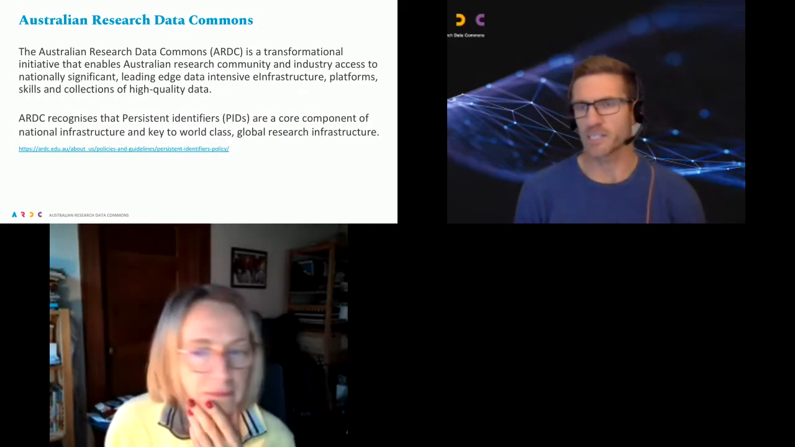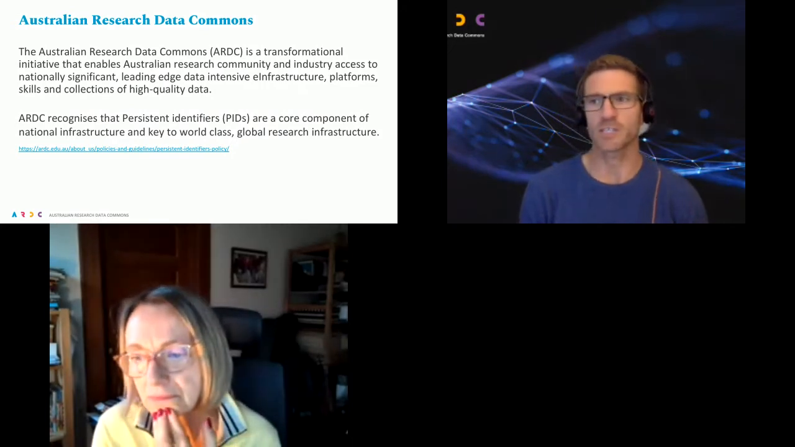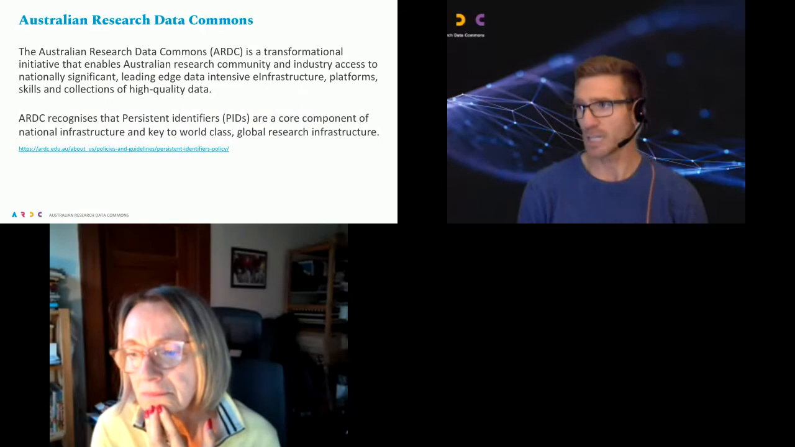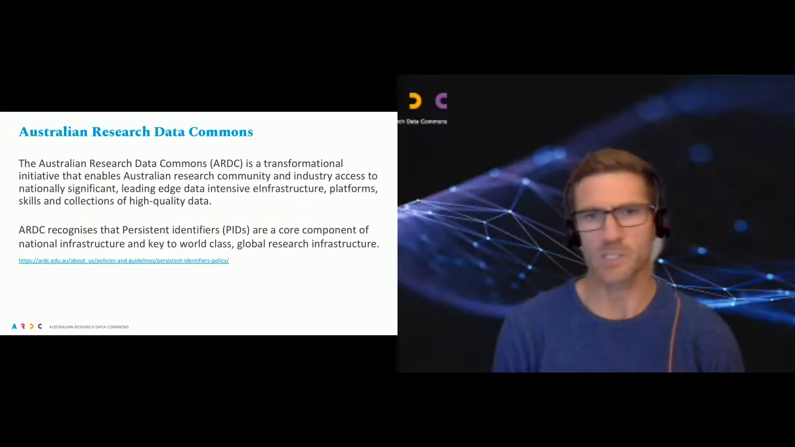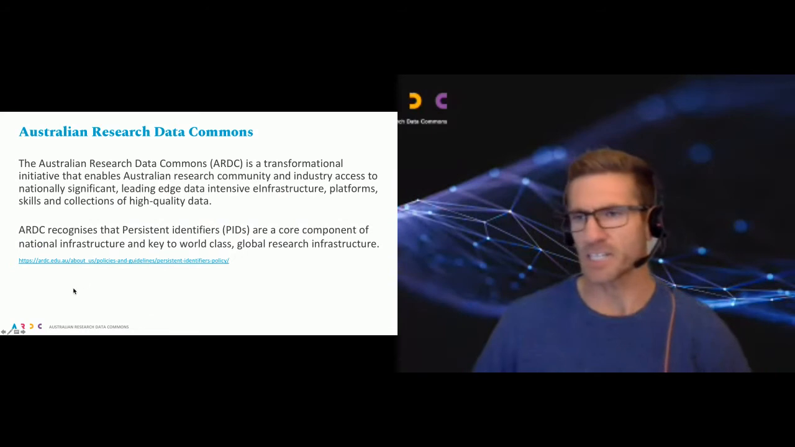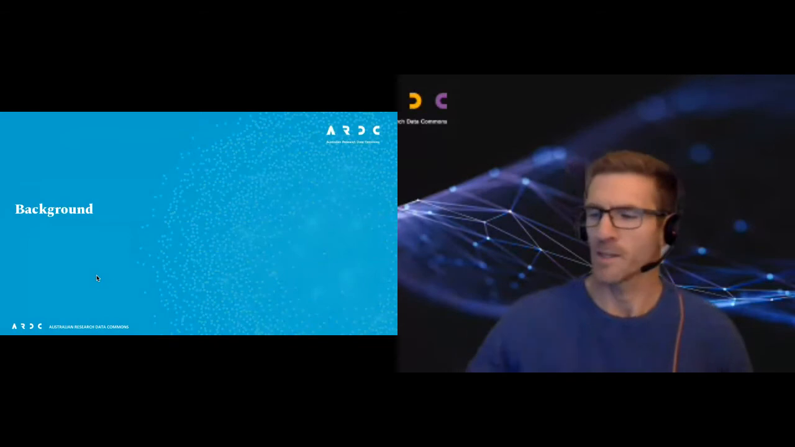And basically, the ARDC recognises that persistent identifiers are a core component for national infrastructure and to key world-class global research infrastructure. And we offer several PID services. So we have IGSN, DOIs, RAIDs, and also a handles service. And there's a link in the slides to our policy around our persistent identifiers in terms of the organisation. Once they're distributed, you can have a look at that in your own time.